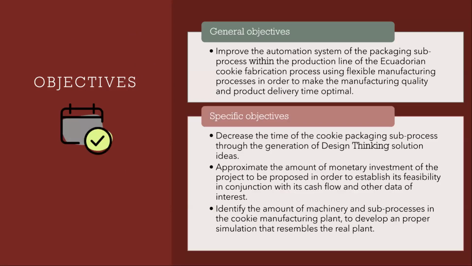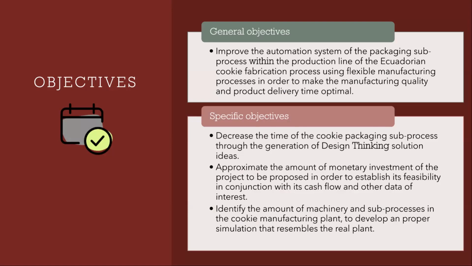Okay, the objectives for this project. The general objective is to improve the automation system of the packing sub-process within the production line of the Ecuadorian cookie fabrication process using flexible manufacturing, in order to optimize the manufacturing quality and product delivery time.